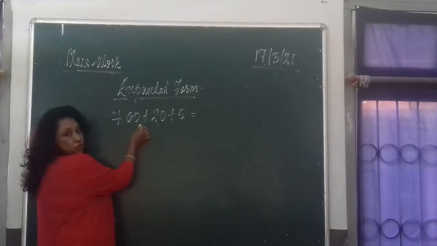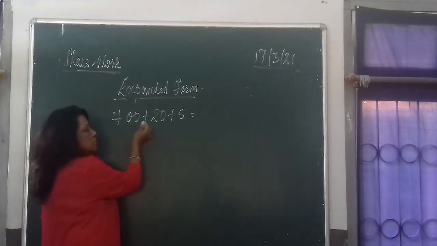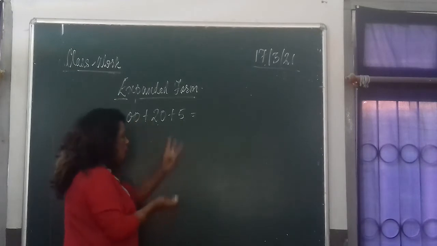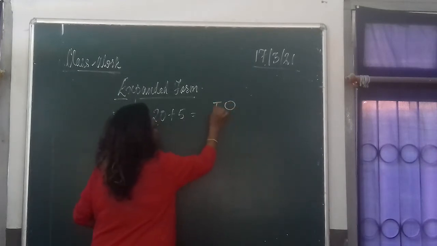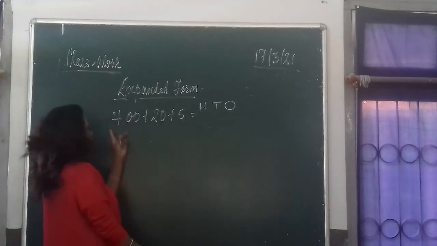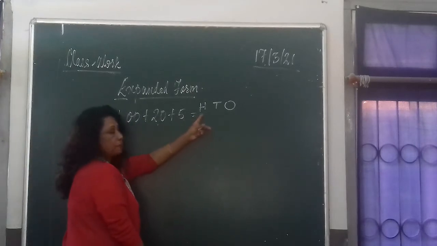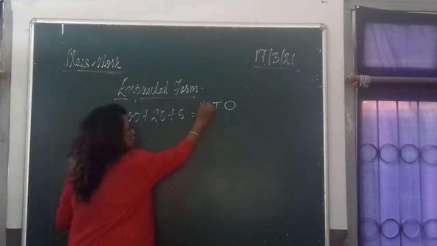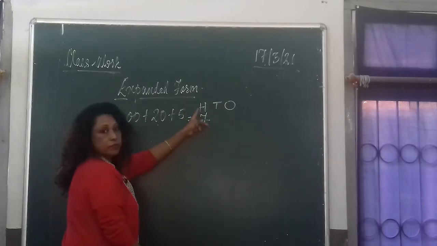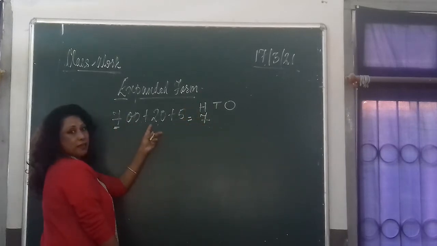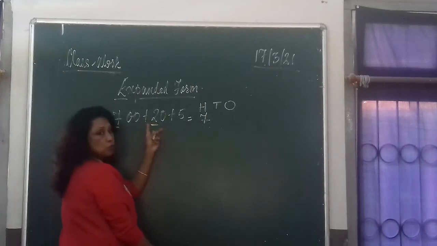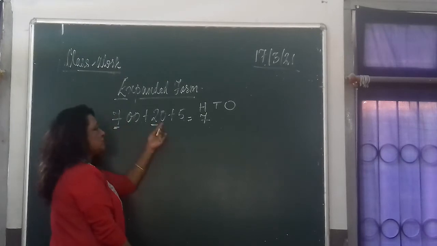So 700 means 700. So that means you have 3-digit numbers: ones, tens and hundreds. Isn't it? 700 means 700. So how many hundreds are here? 700, so 700 comes under hundreds place. So 7 comes under hundreds. Alright. Then how many tens are here? 2 tens. That means 2 tens means 20.